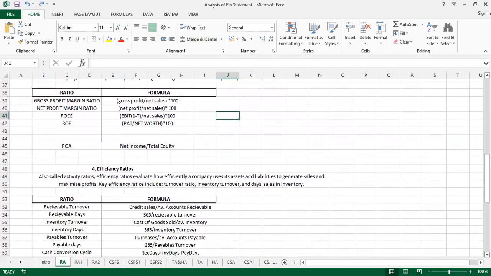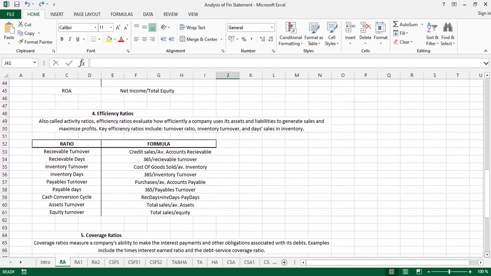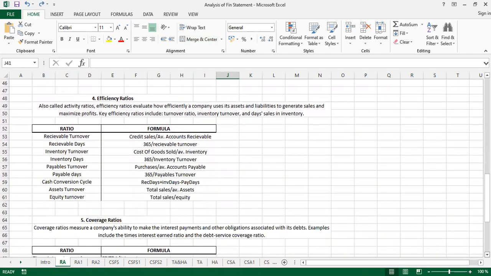They are down there. So we come to the efficiency ratios. These are likely the turnover ratios, like activity ratios. Efficiency ratios evaluate how efficiently a company uses its assets and liabilities to generate sales and maximize profit. Key efficiency ratios include turnover ratios, inventory turnover, and days sales in inventory. So we did the receivables.